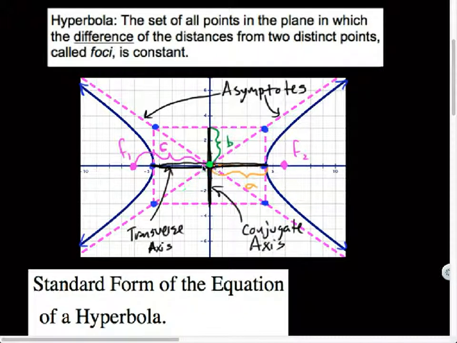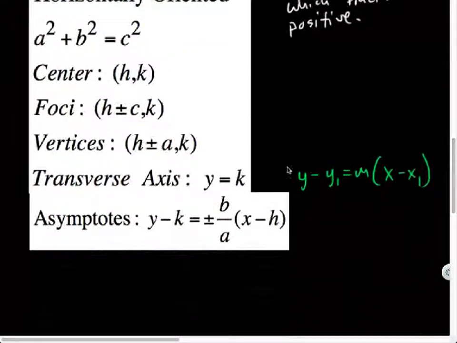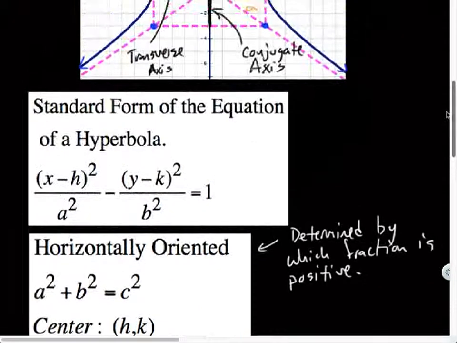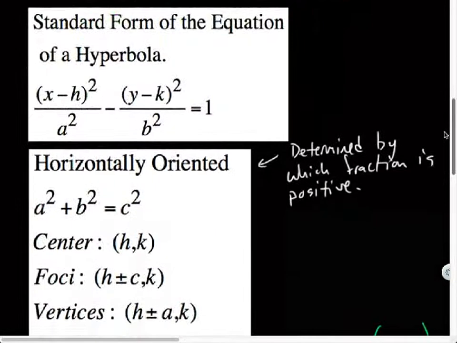And then notice the slopes of these, rise over run, it's going up b units and over a units. Or for the other line, it's going down b units and over a units. So for a horizontally oriented hyperbola, where it's opening to the sides, the asymptotes have a slope of plus or minus b over a. And then I plugged in h, k for my x1, y1 as the point for those. So that's all that information about that form of a hyperbola.